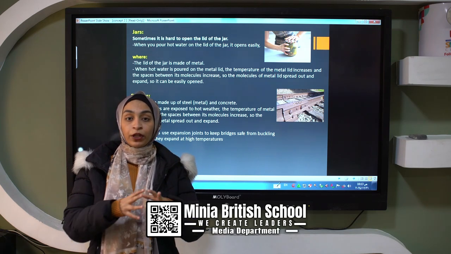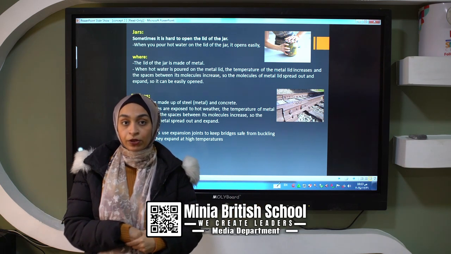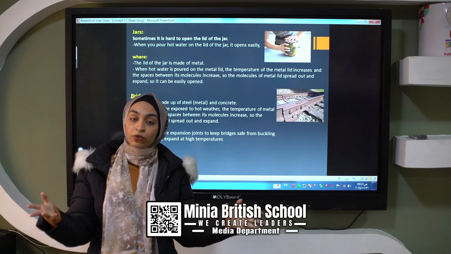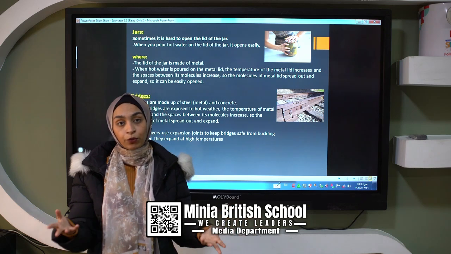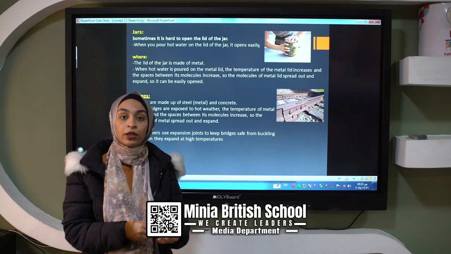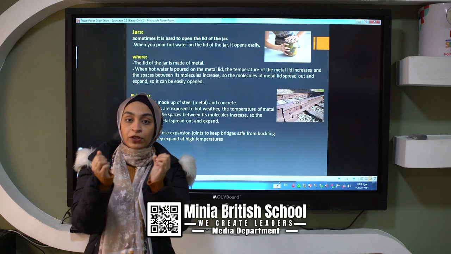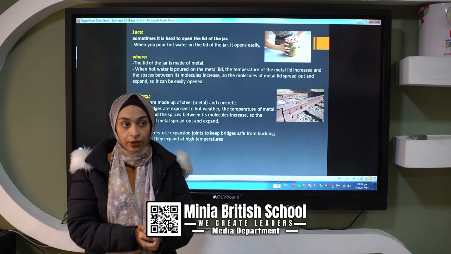Expansion means that the volume of the matter increases, which happens by heating the matter. So the spaces between the molecules increase and the force decreases, causing expansion. While in contraction, the volume decreases, the spaces decrease, and the molecules started to get close to each other.